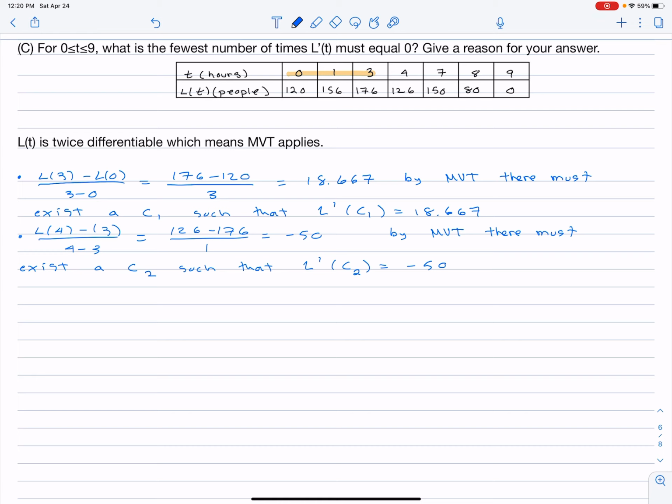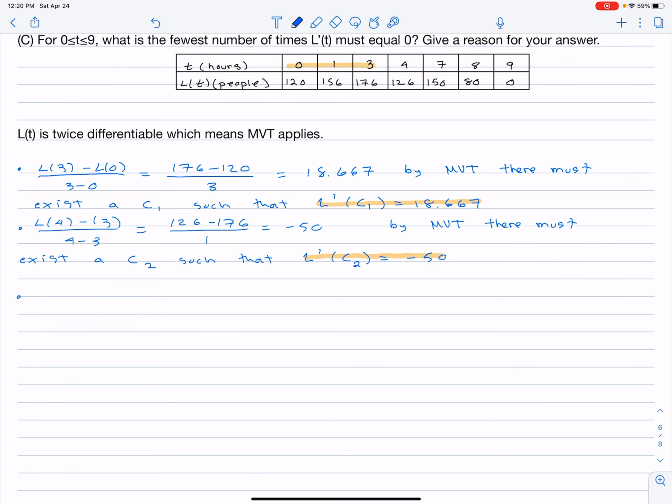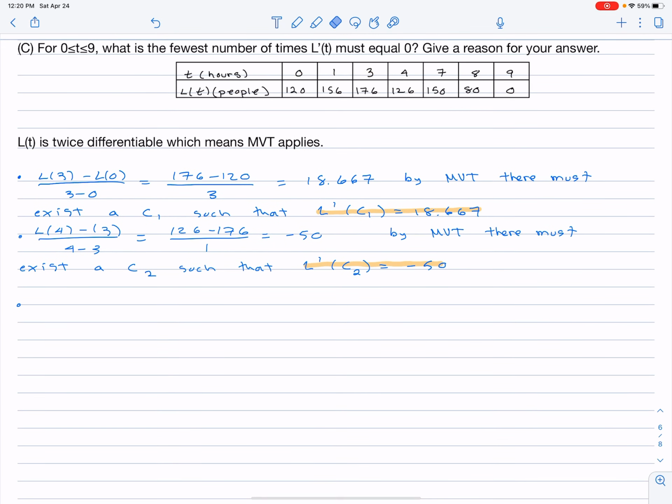I'm highlighting, hey, look, there's got to be a place where the derivative is positive. There's got to be a place where the derivative is negative. Let's keep on going, right? Our next interval: we just did 0 to 3, and then 3 to 4, so now we go from 4 to 7. Let's double check, yeah, from 4 to 7 is increasing.